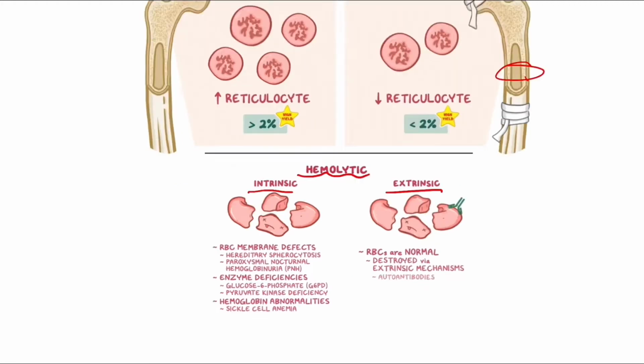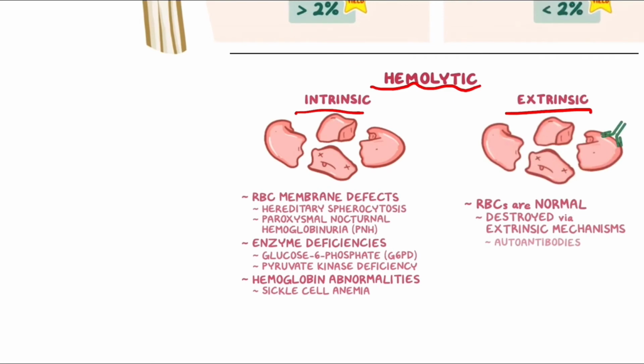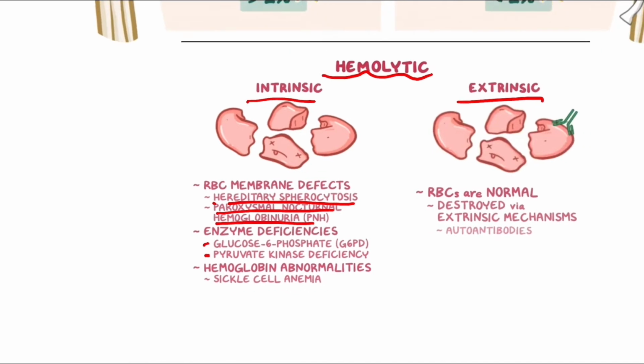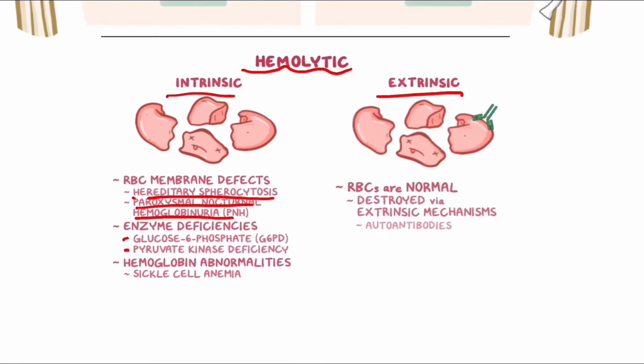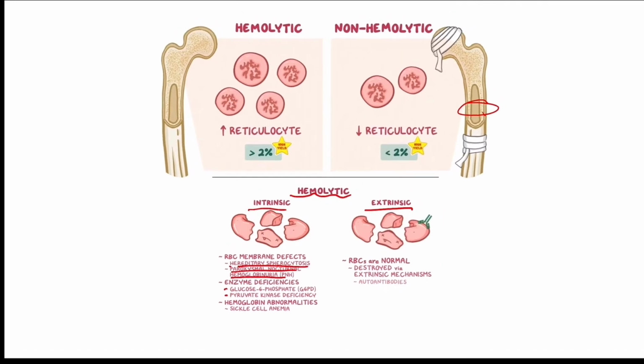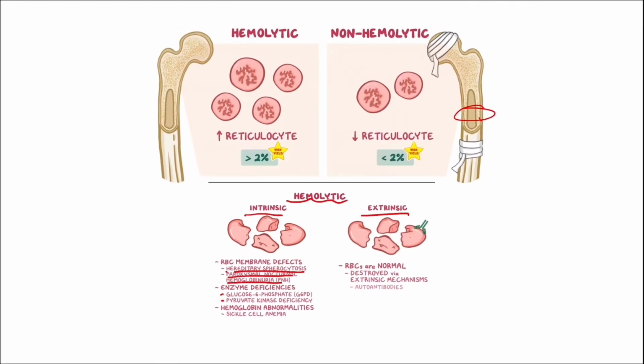So if you have an RBC defect, it could be hereditary spherocytosis, paroxysmal nocturnal hemoglobinuria. You can have enzyme deficiencies like glucose-6-phosphate dehydrogenase deficiency, pyruvate kinase deficiency, hemoglobin abnormalities like sickle cell anemia. And extrinsic is just that the RBCs are normal, but because of some antibodies or defective mechanism with the reticuloendothelial system, you'd have an increased amount of hemolysis.